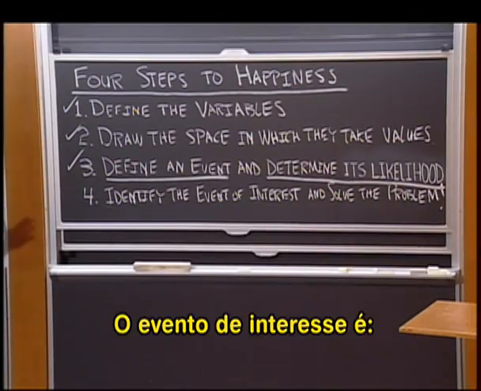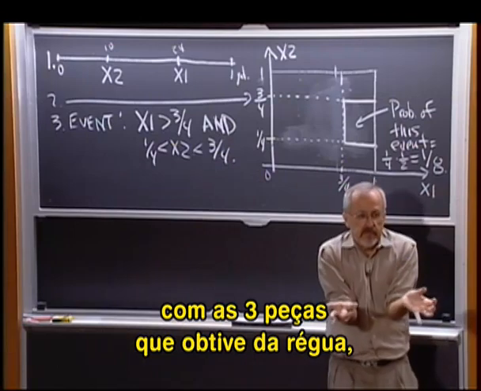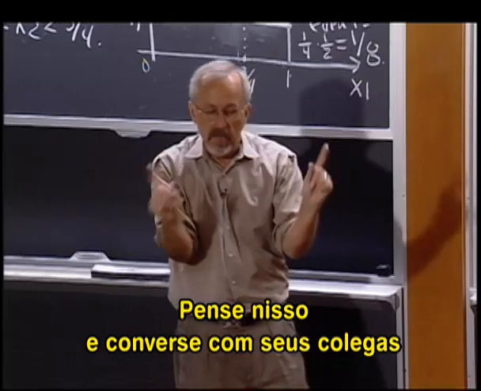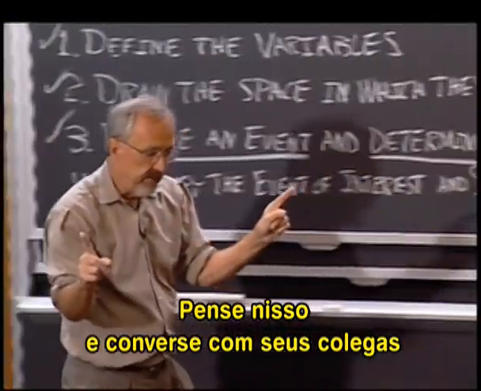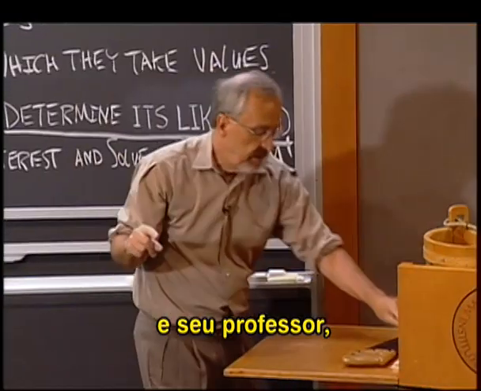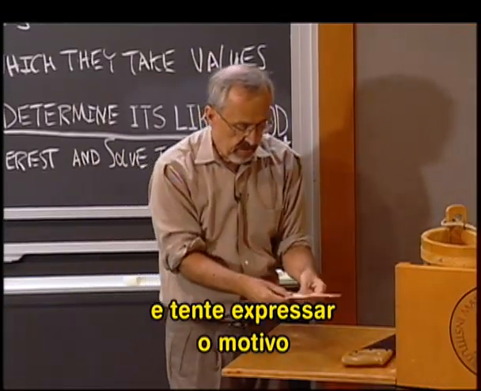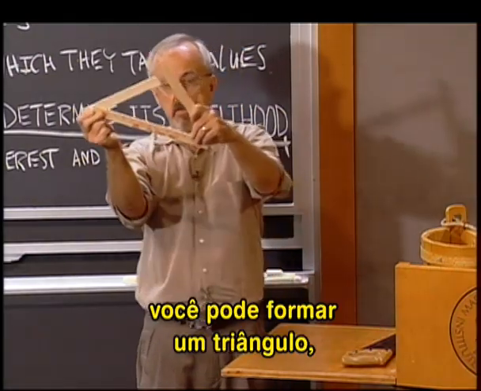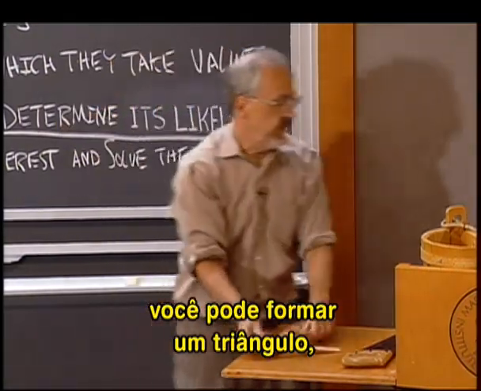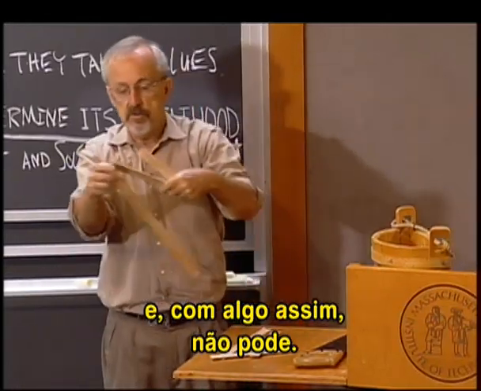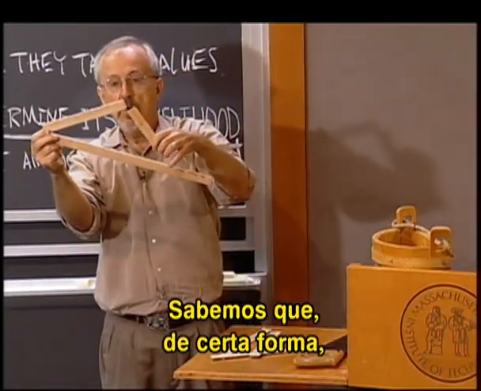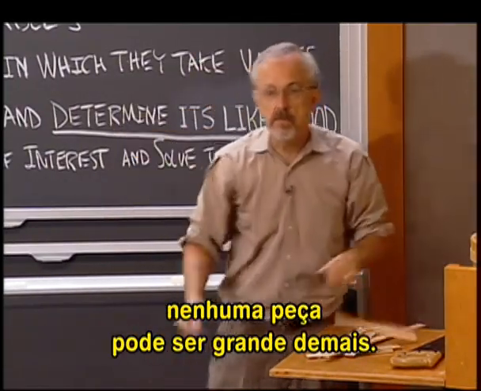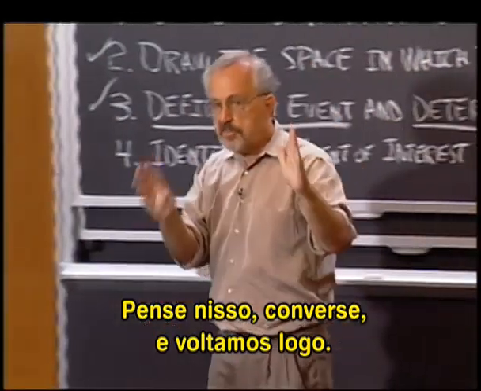Now, the event of interest is, of the 3 pieces I obtain by cutting this yardstick, I can form a triangle. I want you to think about this and talk about it to your neighbors and with your teacher and see if you can formalize the situation of why something like this, you can form a triangle, something like this, you can form a triangle, and something like this, you can't. We know that, in some sense, no one piece can be too big. Think about it, talk about it, see you back here in a few minutes.